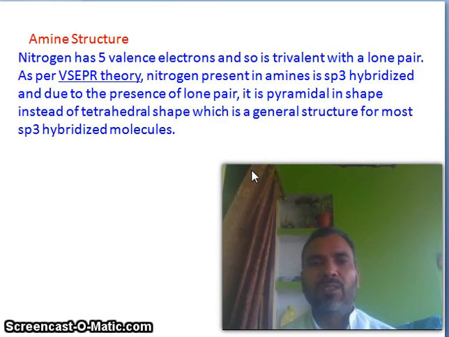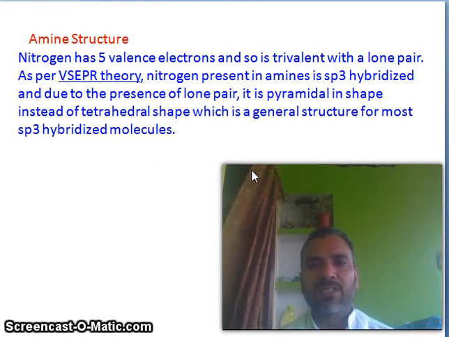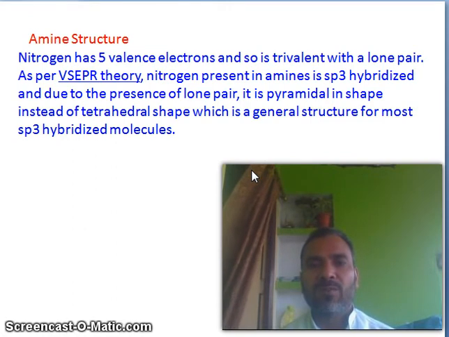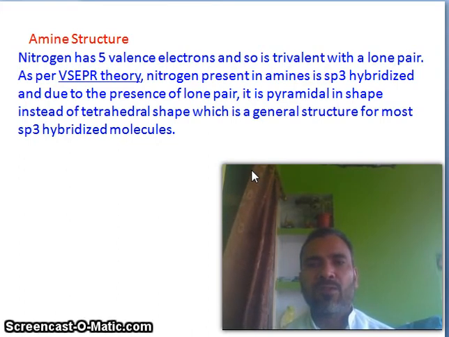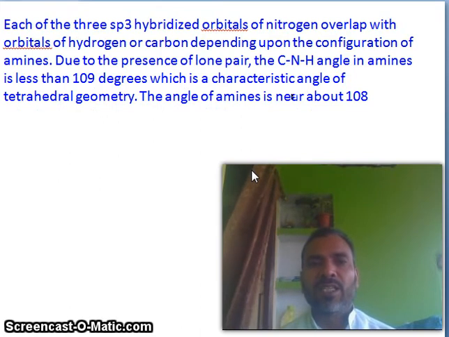So nitrogen has 5 valence electrons, and so is trivalent with lone pair. As per valence shell electron pair repulsion theory, nitrogen present in amines is sp3 hybridized, and due to the presence of lone pair, it is pyramidal in shape instead of tetrahedral shape, which is generally the structure for most sp3 hybridized molecules. So each of the 3 sp3 hybridized orbitals of nitrogen overlaps with the orbital of the hydrogen or carbon depending upon the configuration of amine.